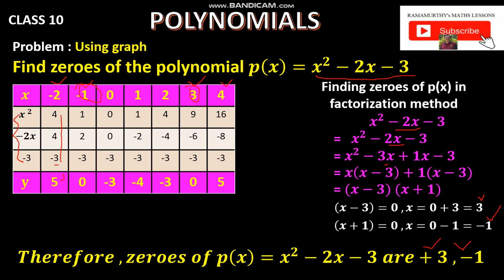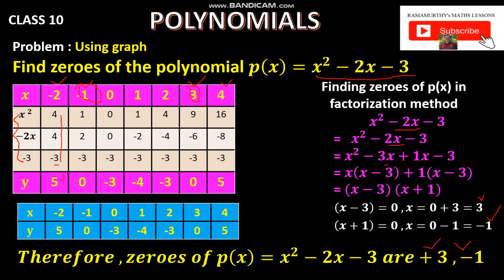Similarly, find all these values by substituting x like this. Then we get the values of y like this. Again, simplify the table as coordinates of x and y. When x is equal to negative 2, the value of y equals 5, and when x equals negative 1, the y value is equal to 0.